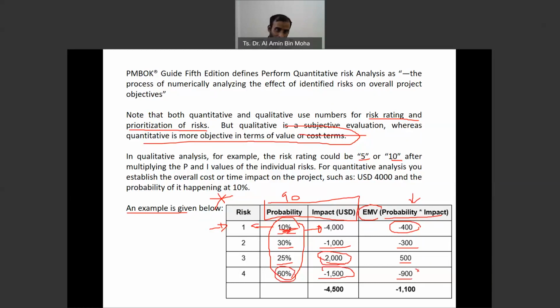But you also can take them as an overall. If all of this happen, you're going to lose minus 4.4. This is the impact, and this is the EMV. So you can calculate which one that you need to focus on first. Maybe number four, because it has the highest EMV. So this is how it works. Okay.